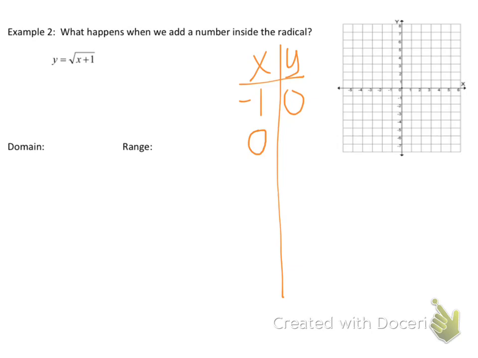Well, we can plug in 0. 0 plus 1 is 1. The square root of that is 1. The next perfect number is 4, but we're going to be adding 1. So the number that I'm going to pick for my t-chart will be 3. 3 plus 1 is 4. The square root of that is 2. And the next one I can pick would be 8. 8 plus 1 is 9, and the square root of that is 3. So let's go ahead and graph those values.